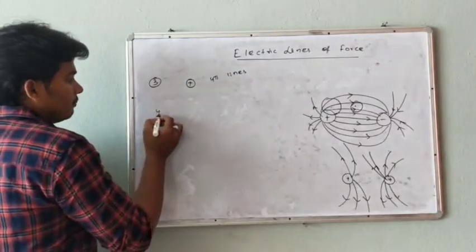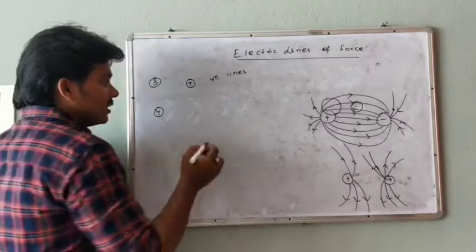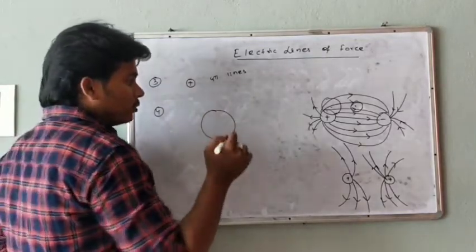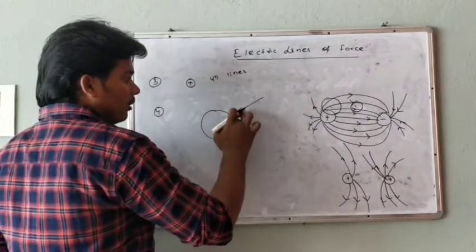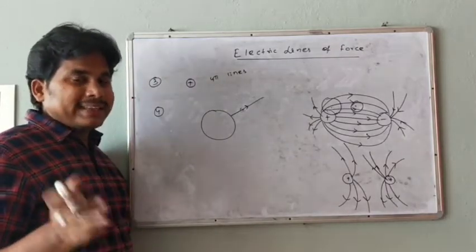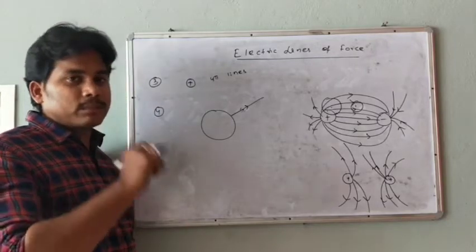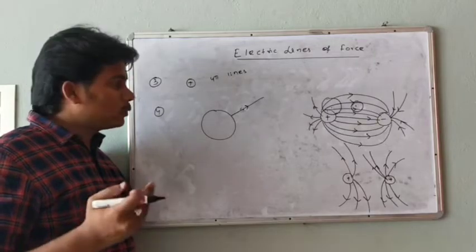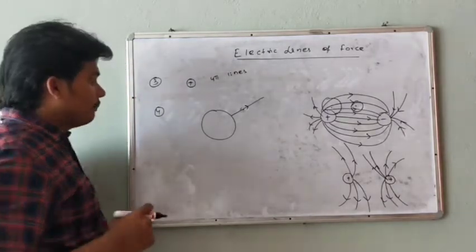Next, fourth is that if a spherical surface is there, the electric lines of force will meet it normally. Why? Because if it is not so, then the sine component will be parallel to the surface, which is impossible. That's why it meets the spherical surface normally.